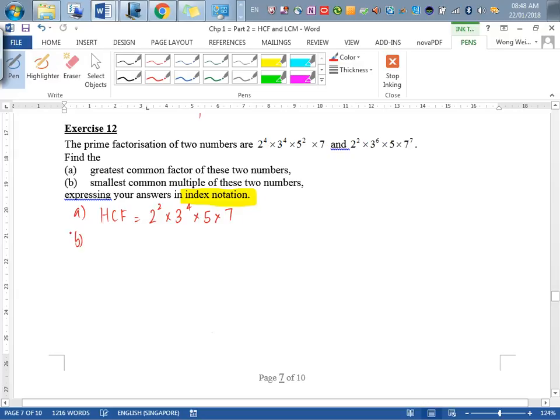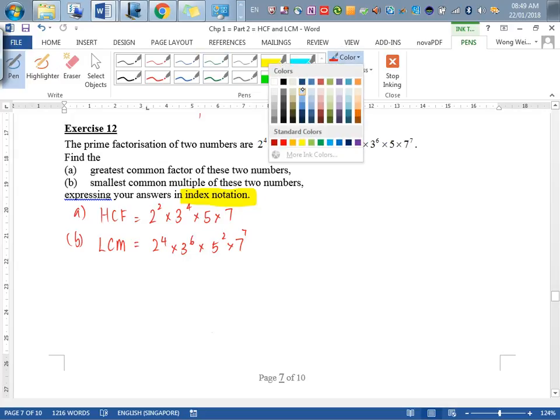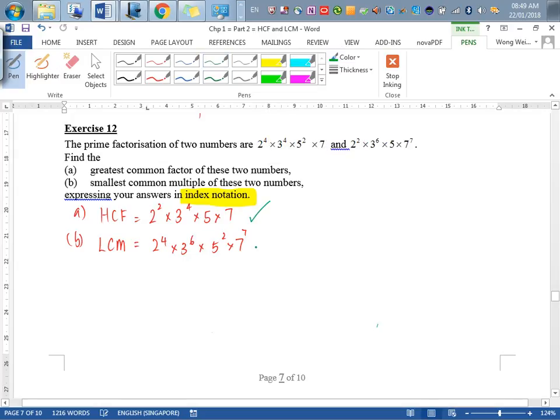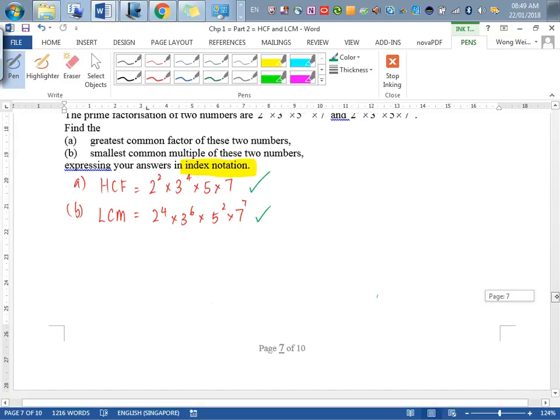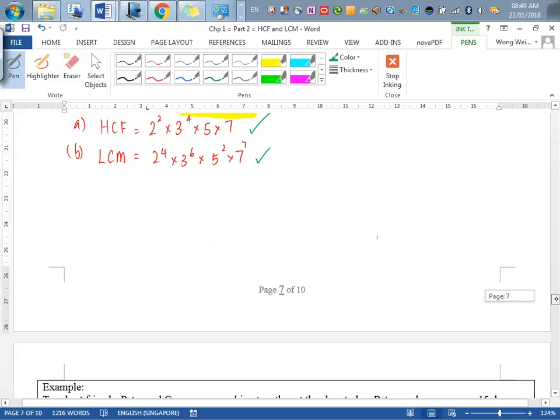In part B, smallest common multiple, which is the LCM. This will be equal to 2 to the power of 4 times 3 to the power of 6 times 5 square times 7 to the power of 7. I do not need to evaluate. This is my final answer. Alright? Any questions?